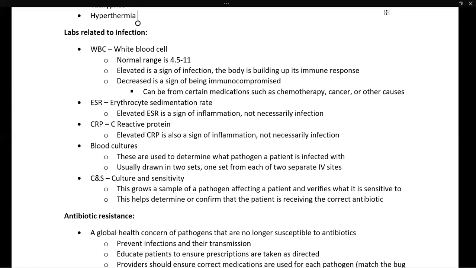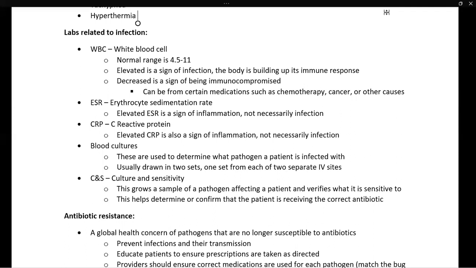We have two labs that we assess that look specifically for inflammation. The first one is an ESR, or erythrocyte sedimentation rate, commonly called a SED rate. An elevated ESR is a sign of inflammation. However, it does not necessarily mean an infection. We do commonly see this elevated in an infection, but it can also be elevated in patients that have trauma or other pathologies going on.